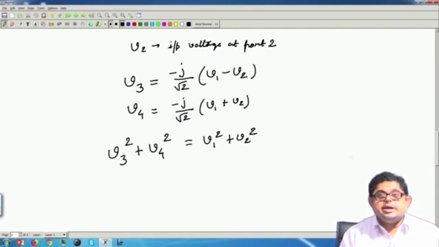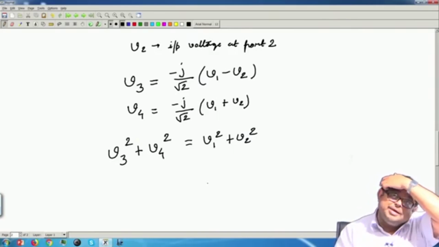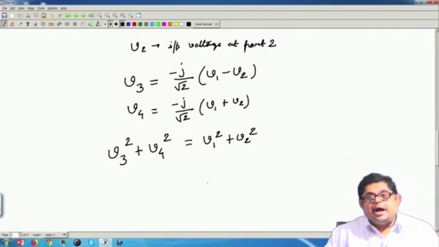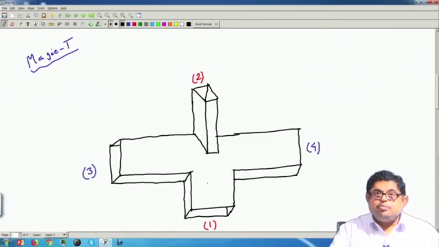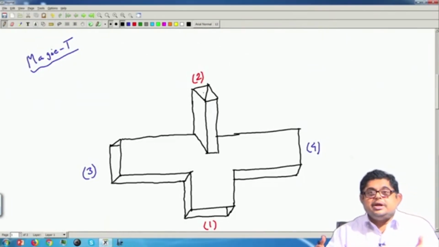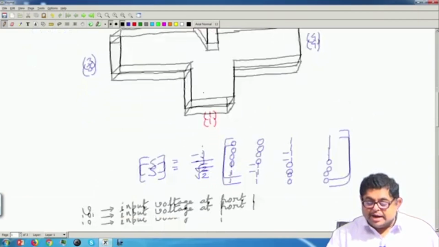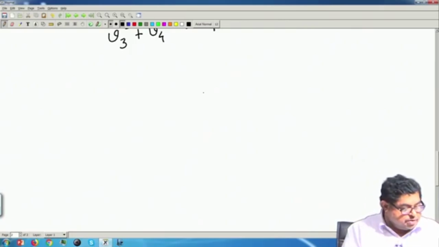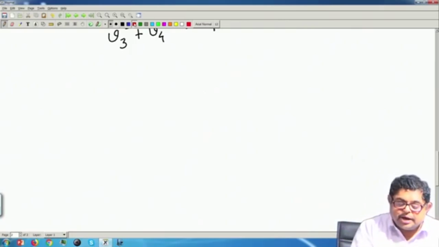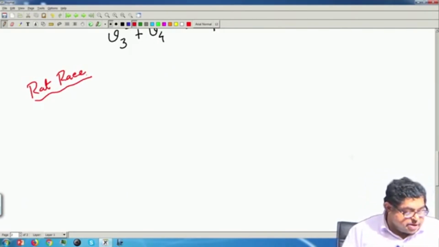Okay. So, this is one example, the magic T, with which you are familiar, but the magic T has one problem: construction wise, this port 4 and port 2 are in a different plane. So, it becomes a bit more bulky. So, in cases where we have planar type of structures, it may not be suitable. So, the second example we will see, another example of a hybrid, is the rat race. So, this is also an example of a hybrid.